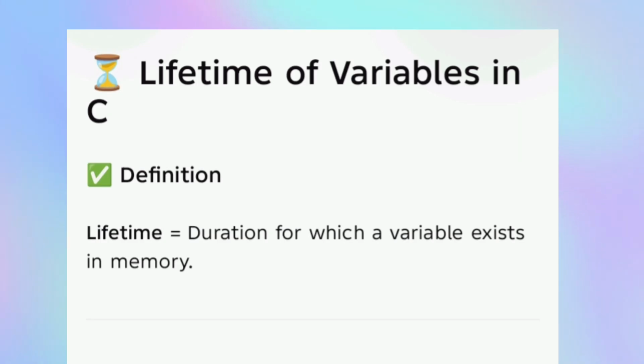Lifetime of a variable in C. Definition: lifetime is the duration for which a variable exists in memory. Each and every variable has its own memory occupied based on the declaration of the data type. But the lifetime of a variable means how long it exists during execution, compilation or processing time. That is called the lifetime of a variable.